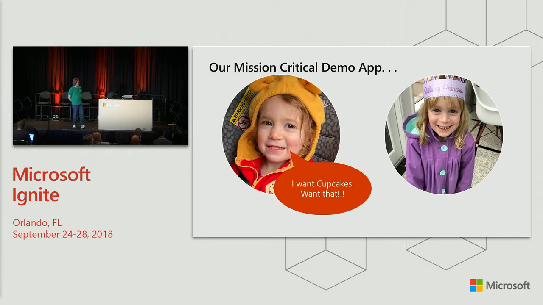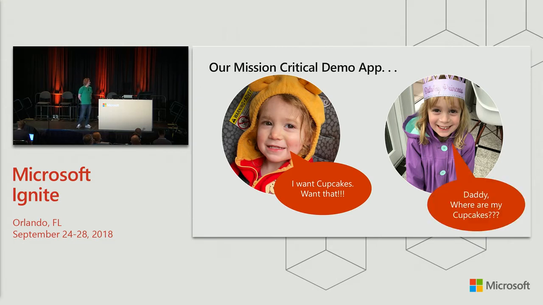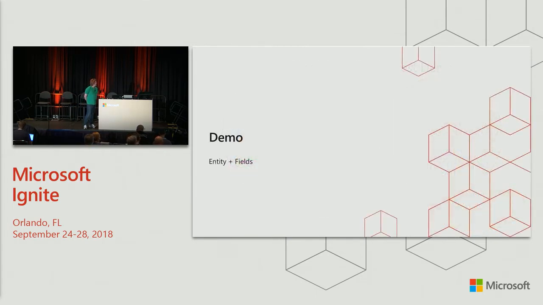And the thing is, we seem to have this problem around our house, where Audrey, my 2-year-old, soon to be 3-year-old, says, I want cupcakes, or more accurately, want that. She abbreviates these things. And then my 5-year-old, Hollis, says, Daddy, where are my cupcakes? And so what we will be building today is, well, maybe not a mission-critical application, but a cupcake request app, where my girls can come in and request cupcakes from mommy and daddy. So a little bit of a fun scenario that we can walk through today. We can tell some jokes at my family's expense, and we'll get through this together, all right?